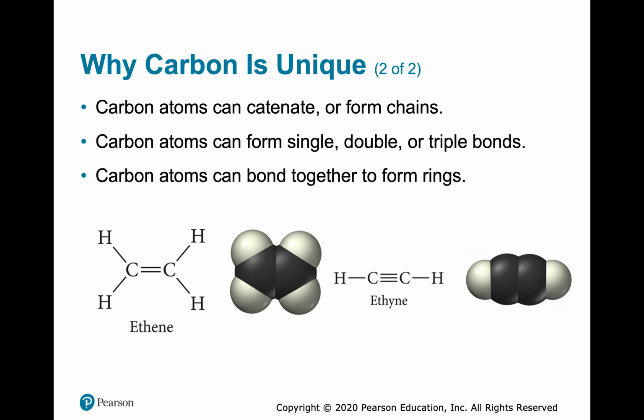Carbon also can form single, double, or triple bonds, with each other and with other species too. So carbon can single bond, double bond, and triple bond with nitrogen, for instance. And single or double bond with oxygen. It can single, double, or triple bond with itself. So it's very versatile. Carbon also can form rings.